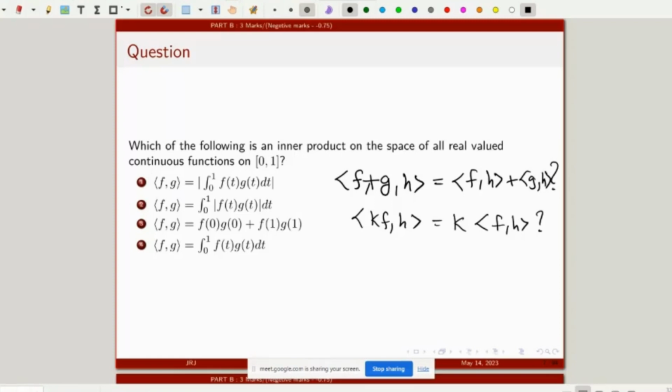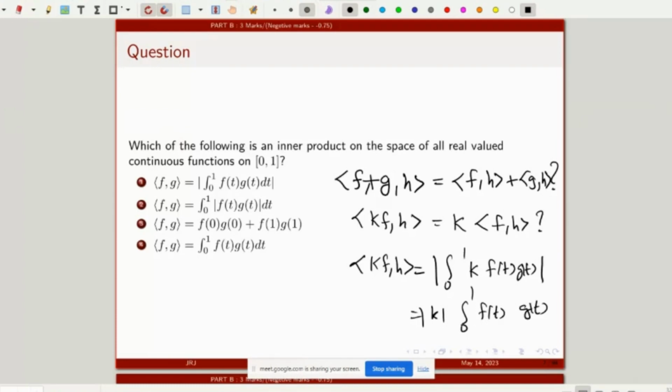If k is negative, it will satisfy. Which one? Hello. What is inner product of kf with h? It will be equal to integral 0 to 1 of k f(t) g(t). So this will be equal to mod k integral 0 to 1 of f(t) g(t). Okay, whatever. So this will be equal to mod k times inner product of f with g. So it is not k, it is mod k. So this condition will not be satisfied.